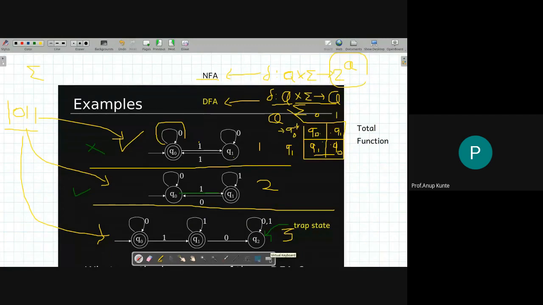Till now we talked about initial state and final state. Final state is drawn by two circles. Initial state is drawn by a dangling arrow, which is not starting at any other state. And now we have learned the concept called a trap state.